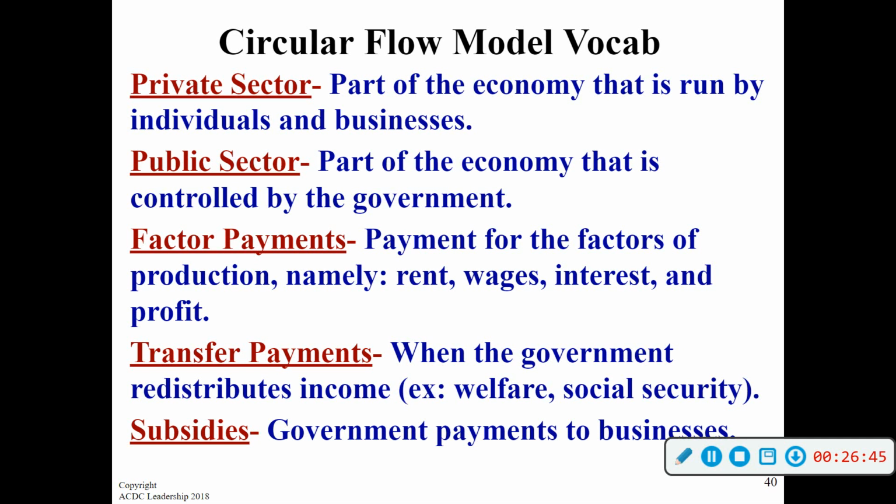Factor payments, like I said, that's when a business pays for these resources, when a business gives you a paycheck, that's a factor payment because they're paying for you supplying your labor. A transfer payment is when the government gives money to the individuals, welfare, social security, stimulus checks, and then subsidies when the government gives money to businesses to increase production. COVID research, COVID vaccines.